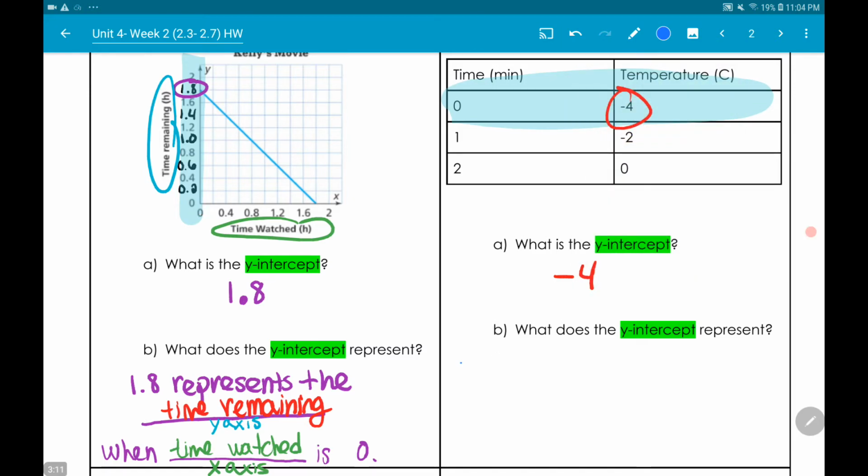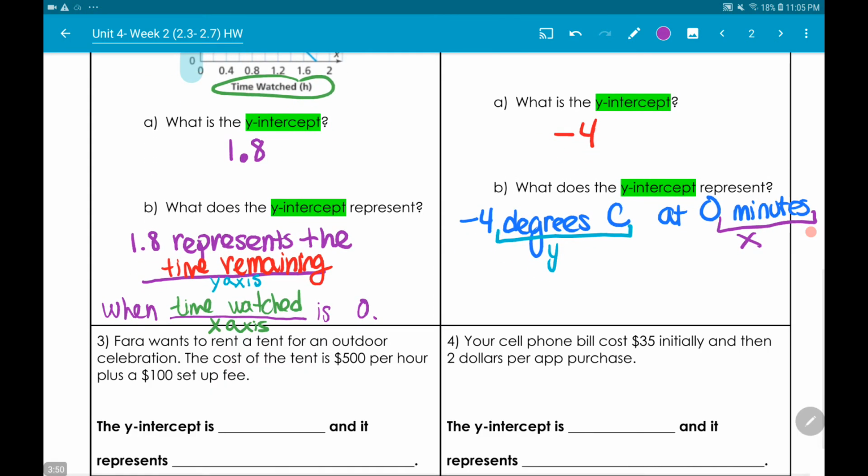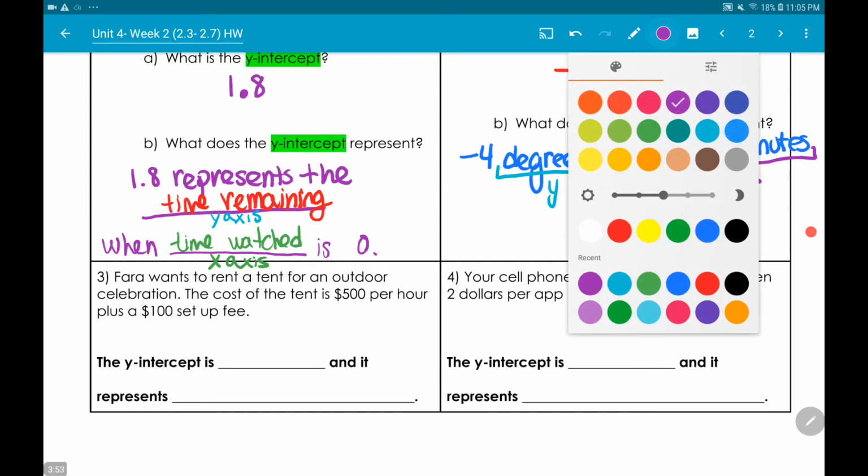It means -4 degrees Celsius at 0 minutes. Where did I get that information from? So let's look. I see that degrees Celsius comes from my y, and at 0 minutes comes from my x. Alright, so we always want to make sure we're using our labeled x and y axis.